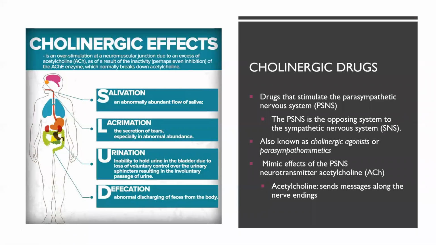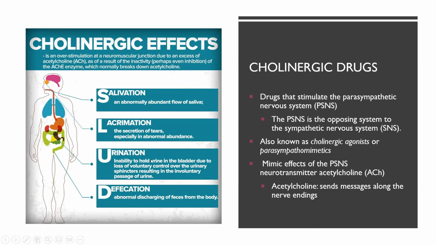Okay, so our cholinergic drugs are drugs that stimulate the parasympathetic nervous system. The parasympathetic nervous system is the opposing system to the sympathetic nervous system. It's also known as cholinergic agonist or parasympathetic mimics. So whenever you see that mimics, it's mimicking the parasympathetic system. So they mimic the effects of the PSNS and cause those effects through the neurotransmitter acetylcholine. Acetylcholine just sends messages along the nerve endings.